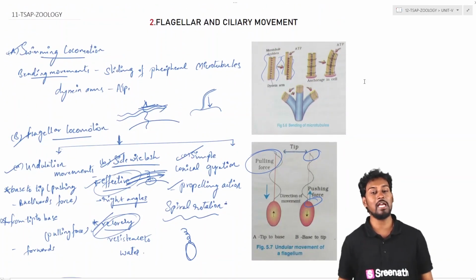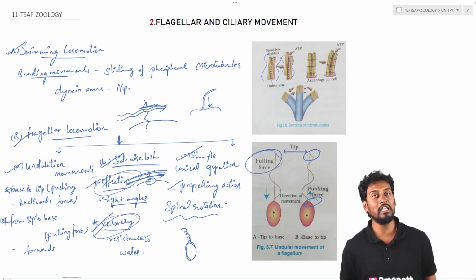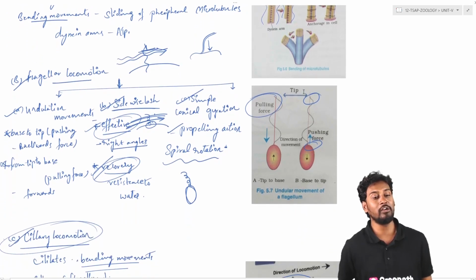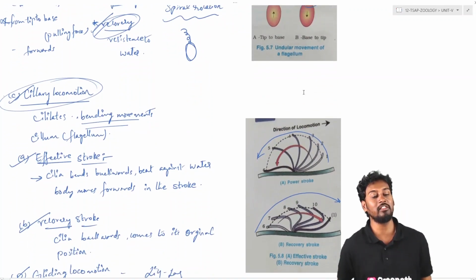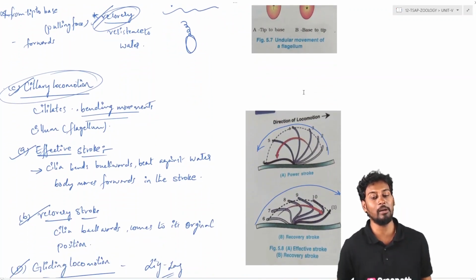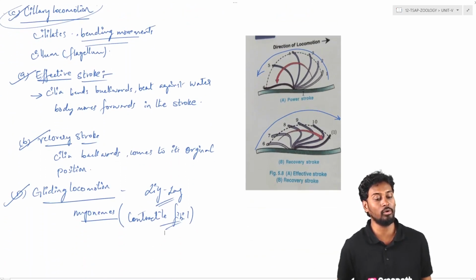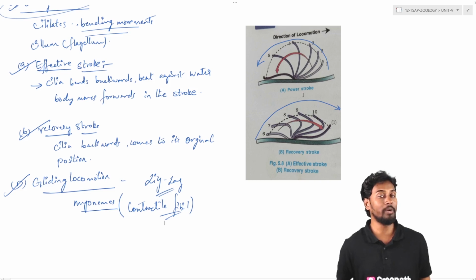So coming to the flagellar and the ciliary movement, we are discussing about the swimming locomotion, that is generally the bending movement. And coming to the flagellar locomotion, generally it is observed here, and followed by the ciliary locomotion, that is generally about the power or the effective stroke, and followed by the recovery stroke. Finally vachesi gliding movement, that is observed in case of zigzag movement, that is the myonemes.